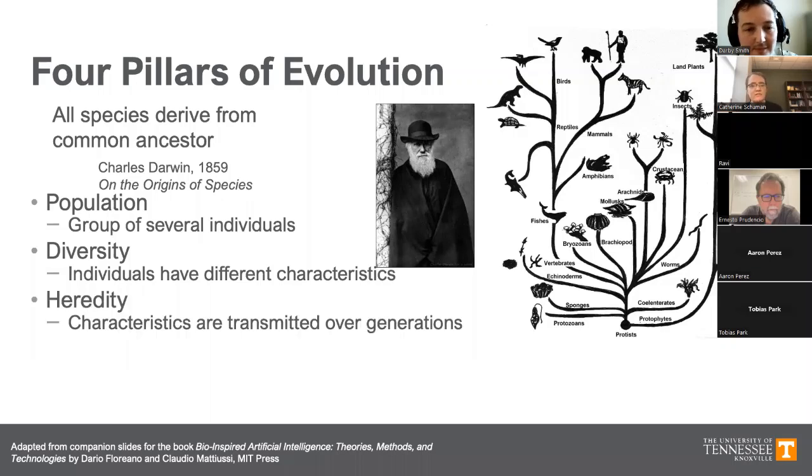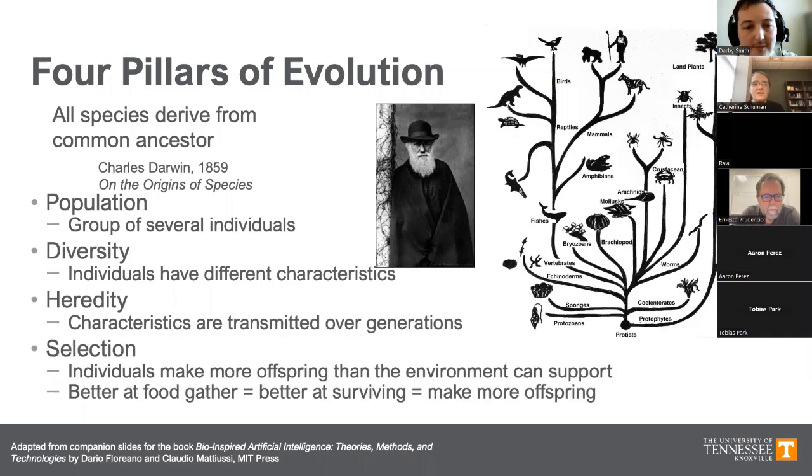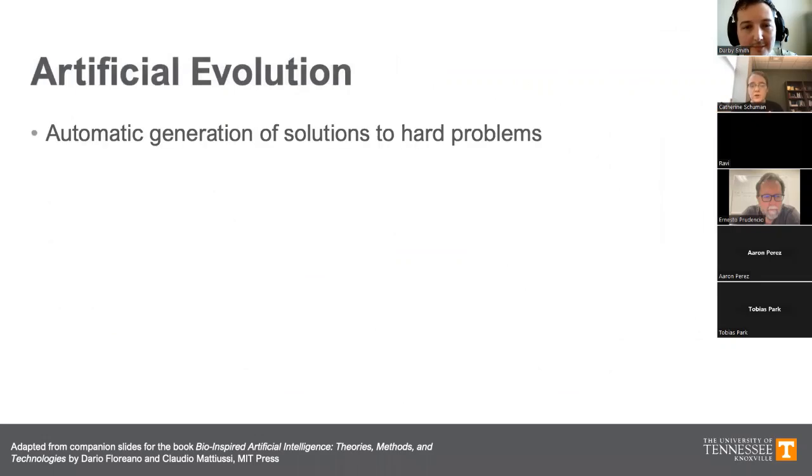Another key pillar that we're taking from biological evolution is heredity or inheritance, where characteristics are transmitted over the course of generations. And the fourth key pillar is selection. In this case, you can think of this like survival of the fittest, natural selection. Individuals make more offspring than the environment can support. So if you're better at surviving, you will make more offspring. So these four key pillars that we're taking from biological evolution inform what we're doing in artificial evolution. So artificial evolution is the automatic generation of solutions to hard problems. Again, it's an optimization procedure.